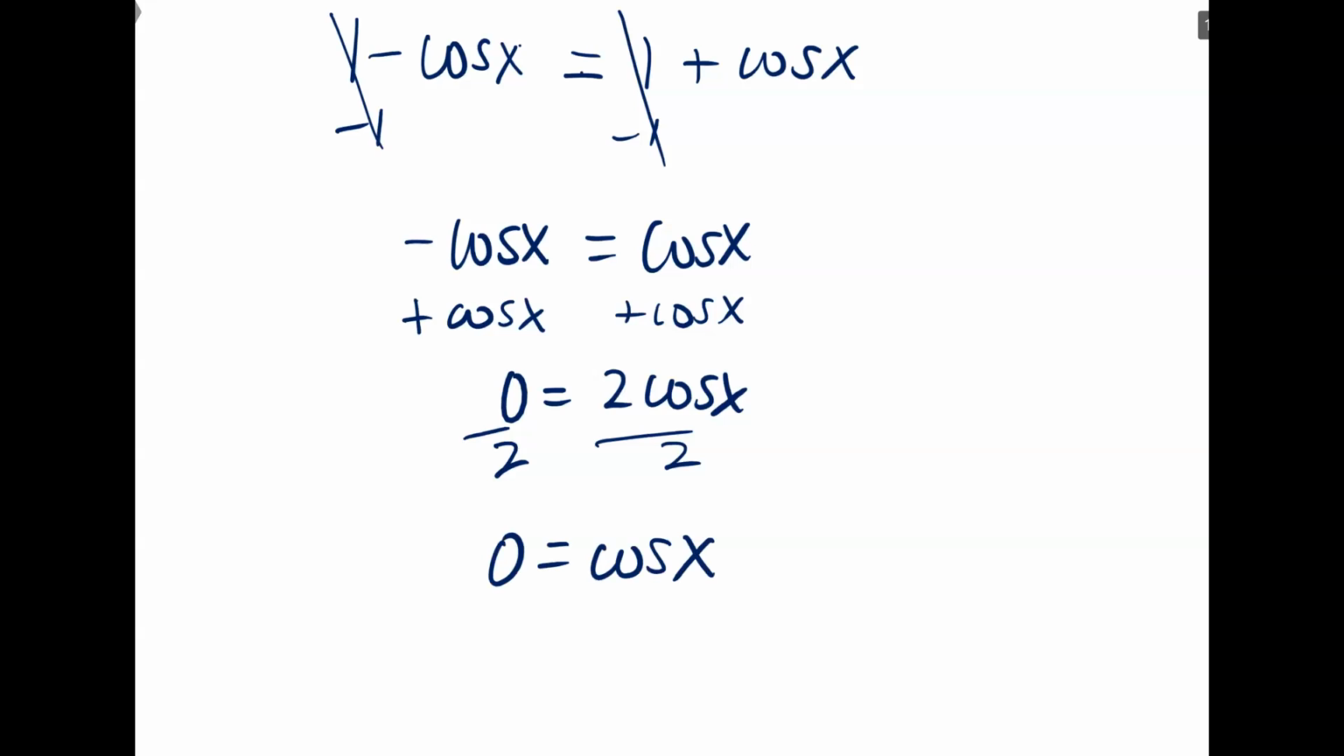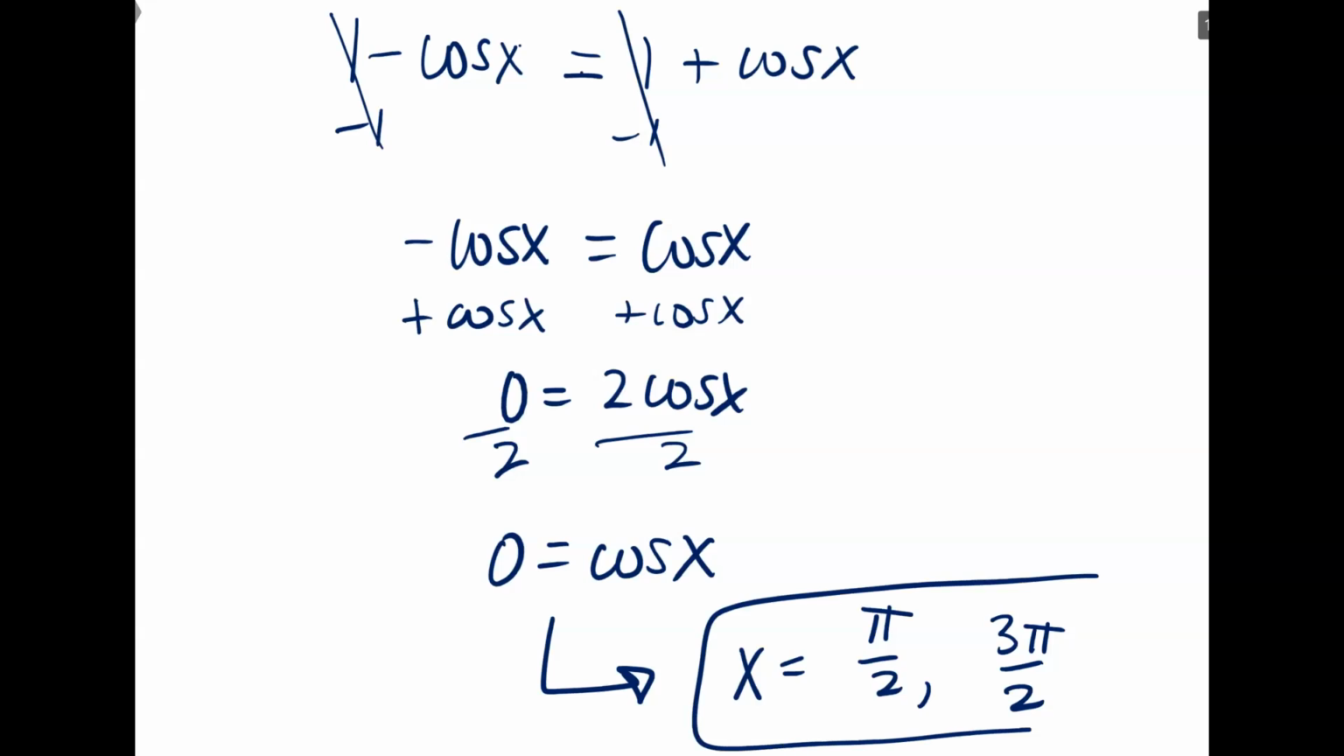Where have we seen a problem like this? For what angle is cosine going to be 0? Exactly. Don't add plus 2 pi n, because it's only on the interval.